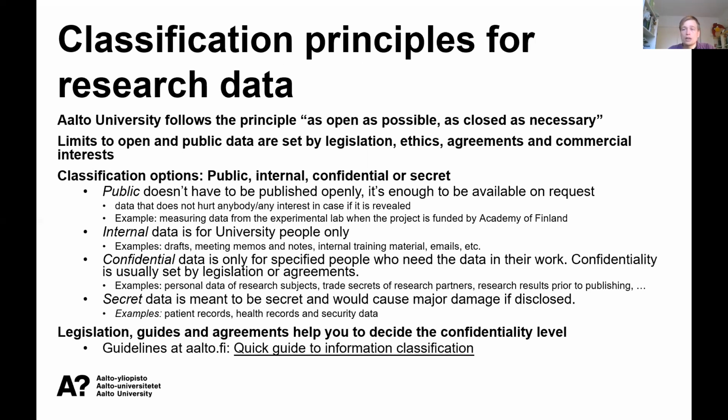So public means that the information may be given to some third party on request. It doesn't have to be published on a web page for everyone at any time, just openly accessible, but it's something that we don't have any reason to keep secret or confidential if anyone asks. So the data doesn't hurt anybody if it's revealed. For example, measuring data from the experimental lab, where the project is funded by the Academy of Finland, which requires the results and the underlying data to be open. So there's no reason to keep this measuring data a secret.